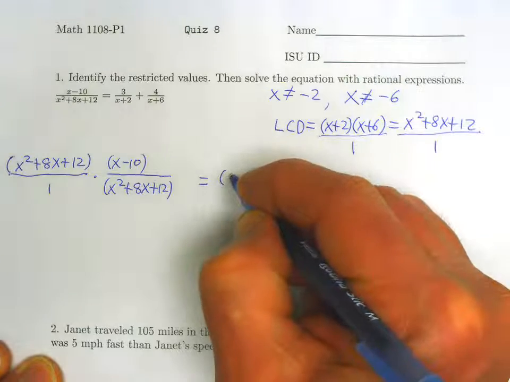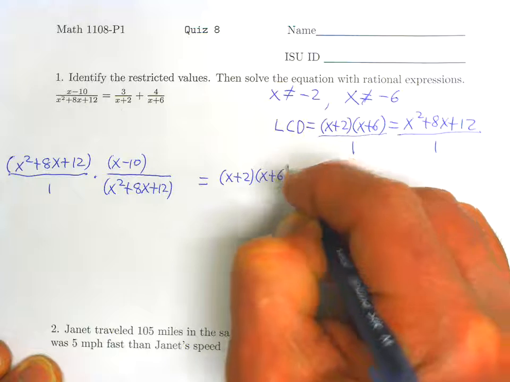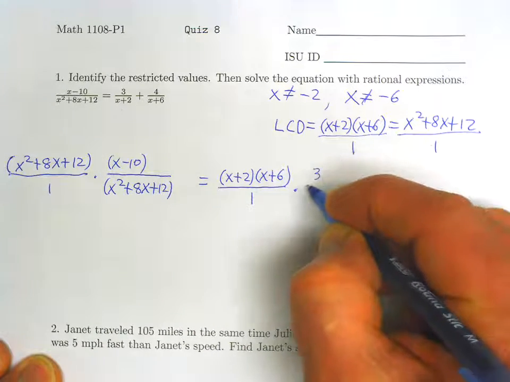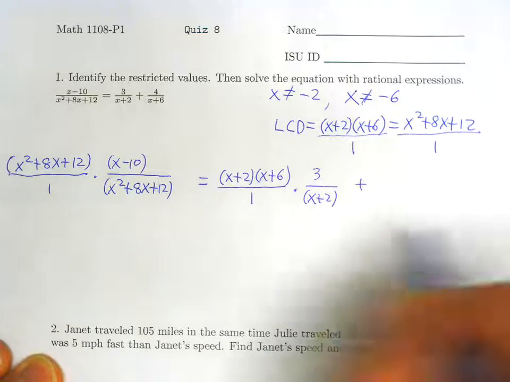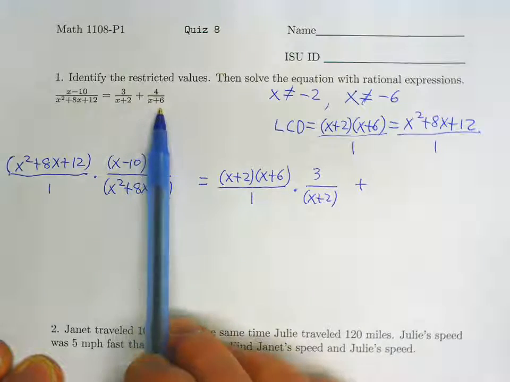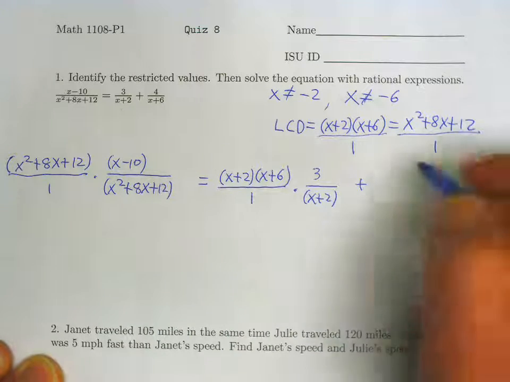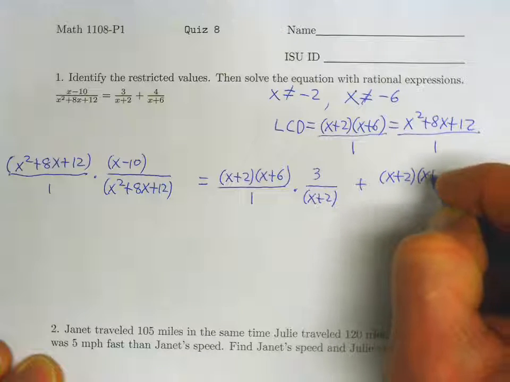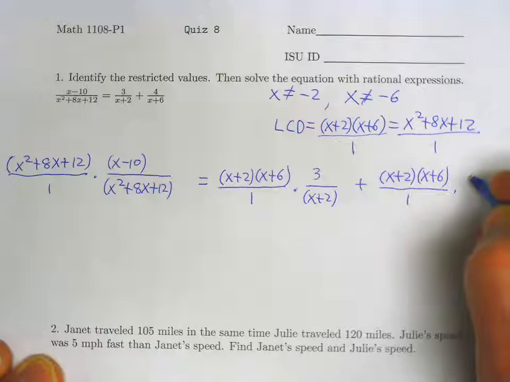So I multiply that term by x plus 2 times x plus 6 over 1 times 3 over x plus 2. And then we multiply the third term, over here on the far right, by the least common denominator, x plus 2 times x plus 6 over 1 times 4 over x plus 6.